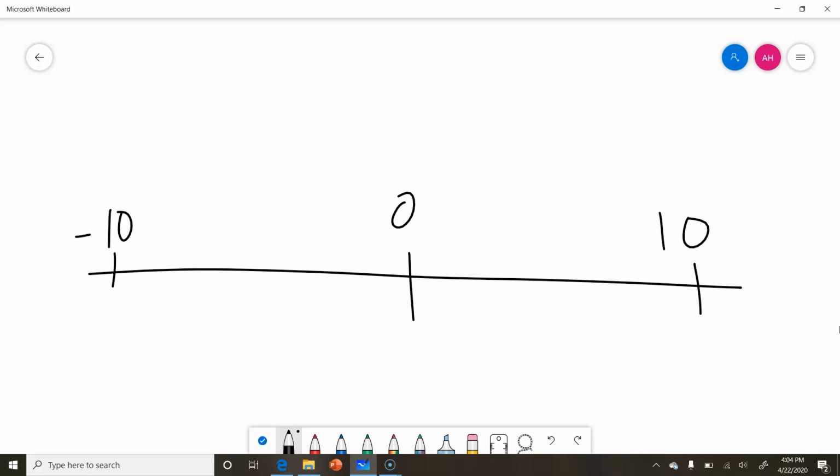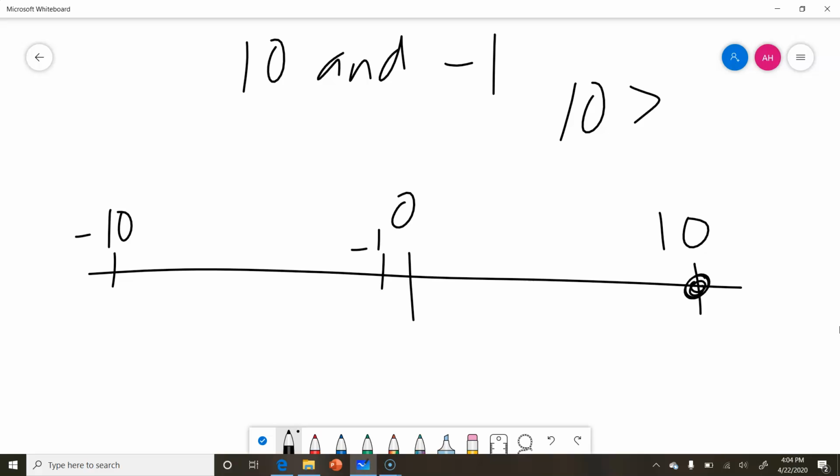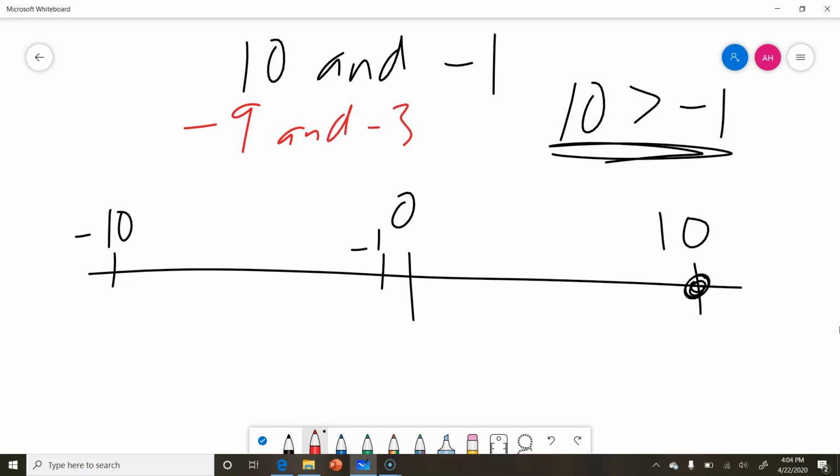So let's compare another number here. Let's compare 10 and negative 1. Well, that's pretty easy, right? Here's 10 and here's negative 1. Obviously, this one's bigger, so we have 10 is greater than negative 1. Now let's compare negative 9 and negative 3. Here's negative 3, here's negative 9. Again, negative 3 is bigger, so we have negative 3 is greater than negative 9. There's our answer.